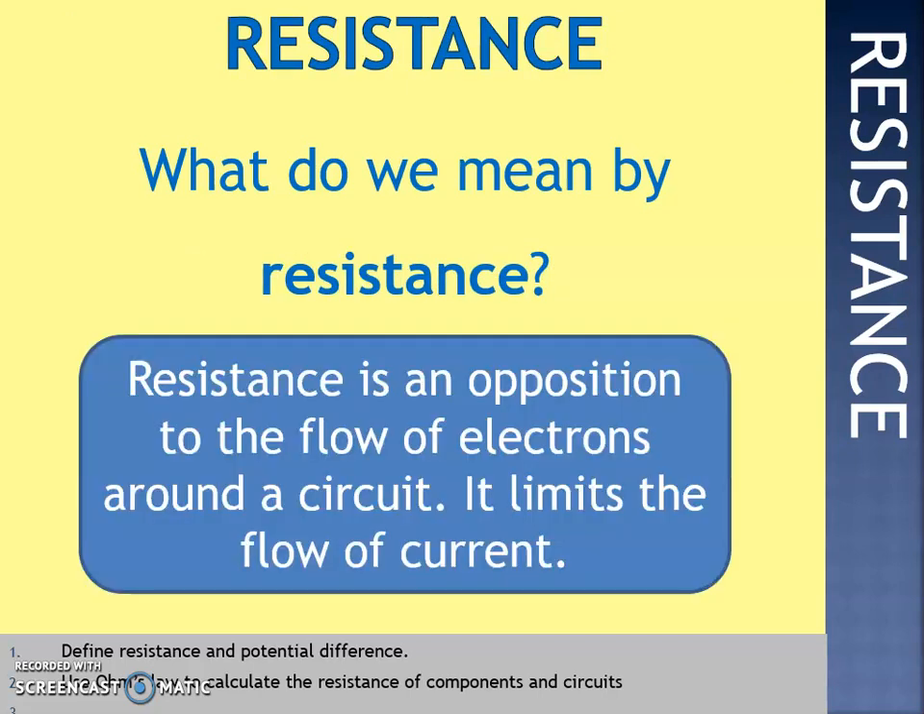Finally, what's meant by resistance? Resistance is the opposition to the flow of electrons around the circuit, and it limits the flow of current. So if the resistance in the circuit is really high, the current will be really, really low. It will find it difficult to flow around. If the resistance is really low, the current will be really high. Pause the video and take down that definition. You may have to use it later.